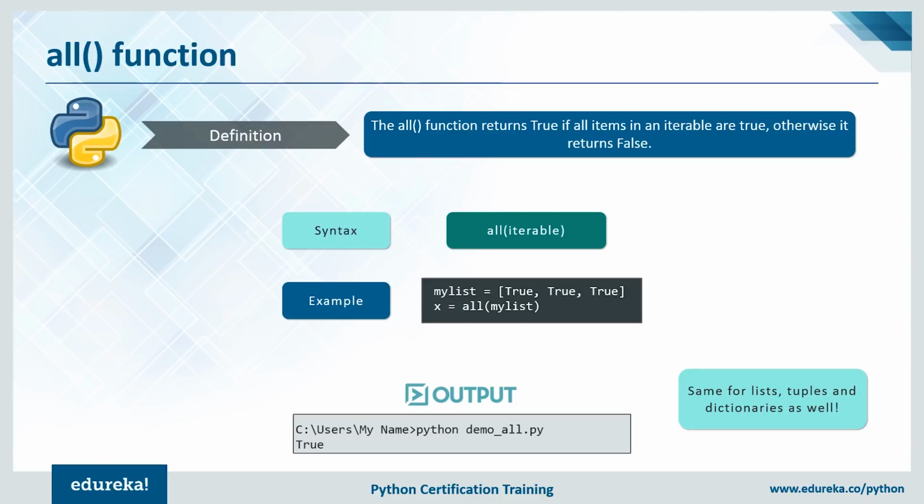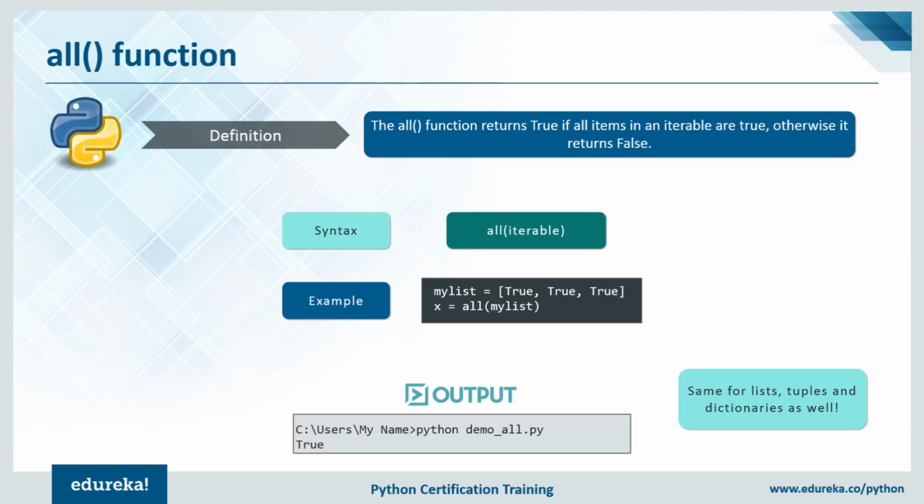The syntax is all of iterable. You already know that all here is a keyword. Check out the example. We have a list here: my list is equal to true, true, true. And x is equal to all of my list. It's basically telling us that all of the elements present inside our list are true and it matches. As soon as you check out the output, it says true. Why? Because everything is true. This is the same case for lists, tuples, and dictionaries, as I mentioned, so make sure you note that as well. Pretty simple, right? We already covered two functions in such a short amount of time.